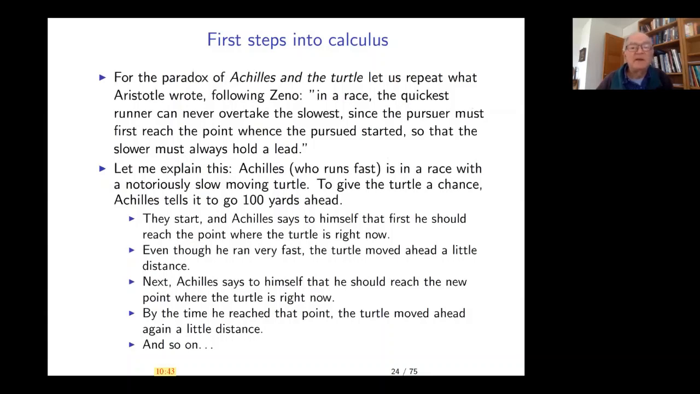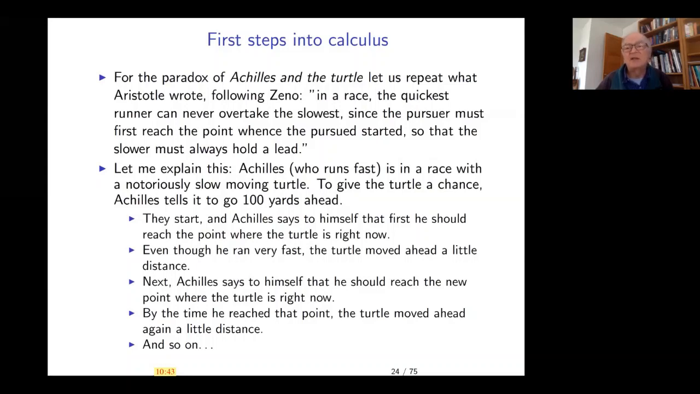The other paradox, somewhat similar although different, is of Achilles and the turtle. Achilles was a famous runner. He's a god in Greek mythology who could run very, very fast. And the turtle is notoriously slow. So Aristotle described this paradox of Zeno. He said, in a race, the quickest runner can never overtake the slowest, since the pursuer must first reach the point where the pursued started, so that the slower must always hold a lead.